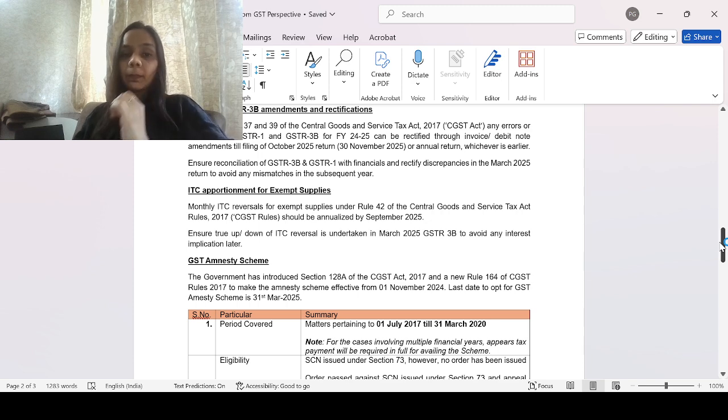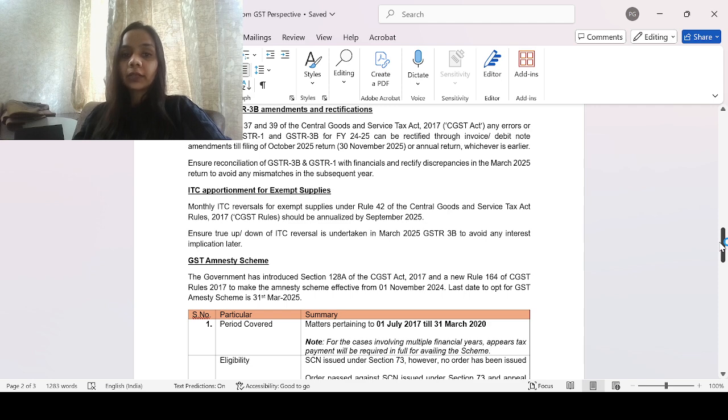Reason being, if we compute this ratio later on, and we are supposed to reverse a higher amount than whatever input we have reversed, then interest obligations may come at a later point. Hence, it is suggested you do your calculation regarding exempt supply, taxable supply, and input pertaining to exempt supply in March itself, so that you do not face any challenge in terms of interest implications later on. We should do that as of now, not later.